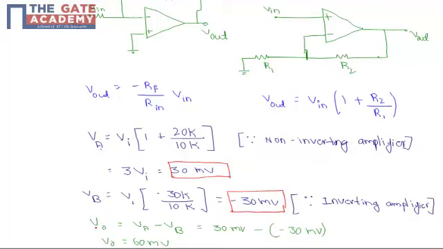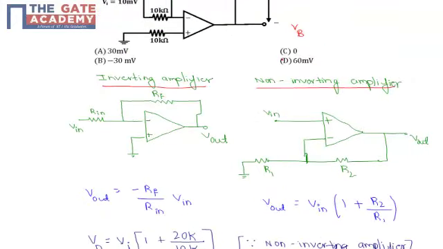Therefore the final output voltage V0 is equal to Va minus Vb. Va is 30 millivolts and Vb is minus 30 millivolts. So the final value V0 is 60 millivolts. Hence this final value of 60 millivolts matches with option D. So option D is the correct one.